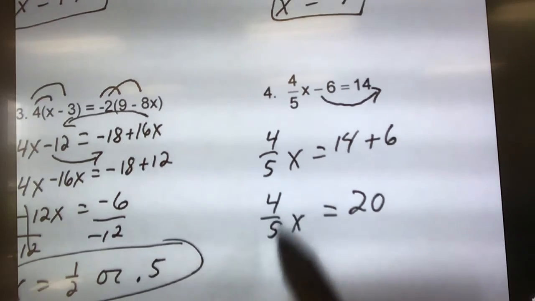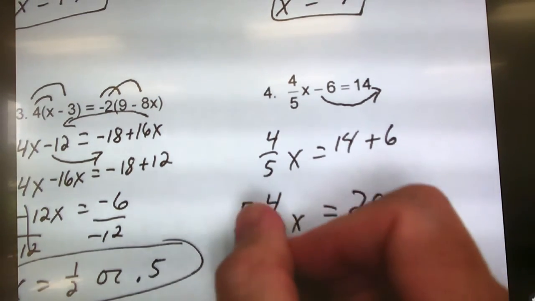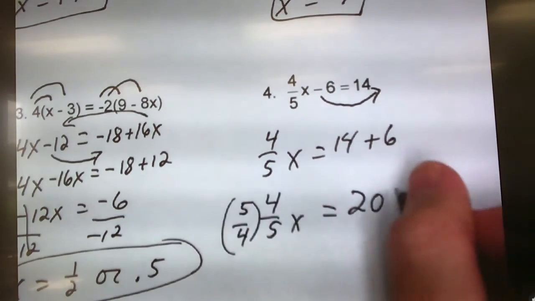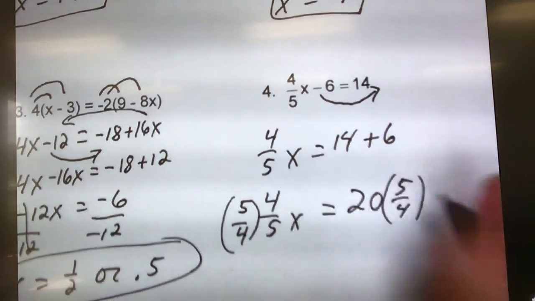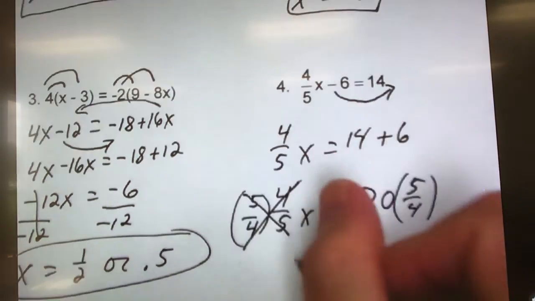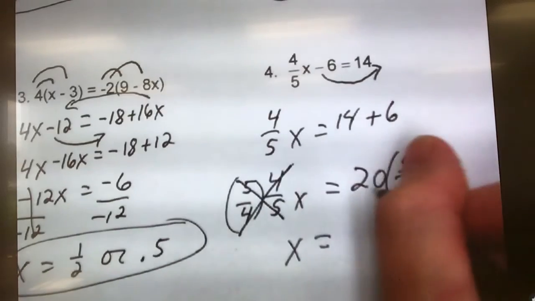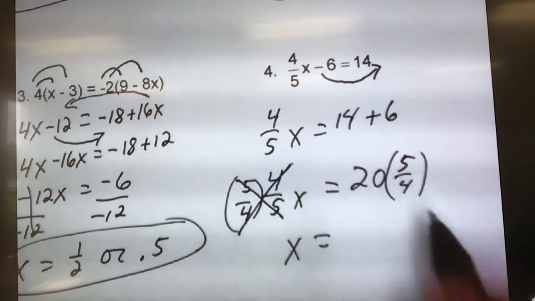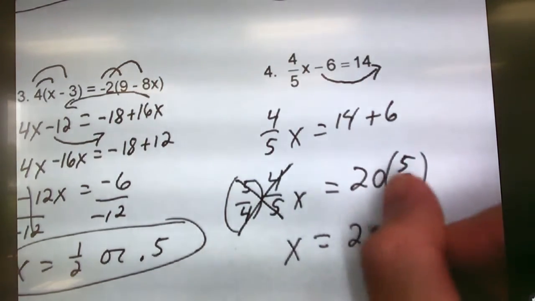Now to get rid of a fraction, we multiply by the reciprocal. Whatever I did on one side, I have to do to the other. They cross out. x equals 20 times 5 over 4. That's 20 times 5 is 100, divided by 4 is 25.